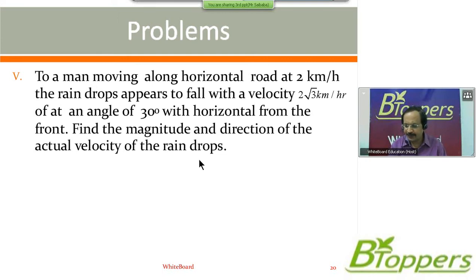You are supposed to get the answer for this problem as 2 km per hour at an angle of 30 degrees with the vertical from the front. Again I repeat, the actual answer is 2 km per hour at an angle of 30 degrees with the vertical from the front. Okay, even if you don't get the answer, you need not worry. I will be solving this problem in my next class.